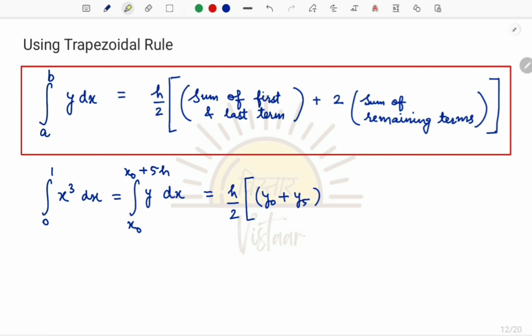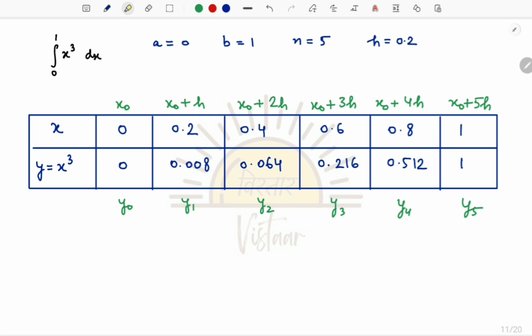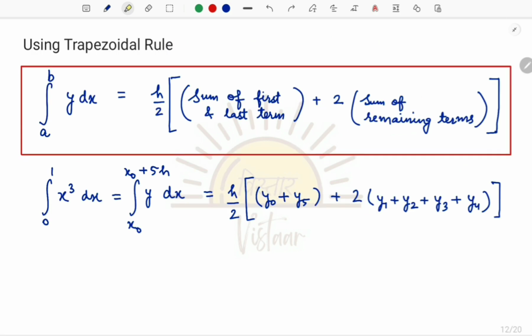Next we have to find the sum of the remaining terms. Let's check the table for this. As we have already used the first and the last term, which are y0 and y5, the remaining terms are y1, y2, y3 and y4. So here we have to write y1, y2, y3 and y4.